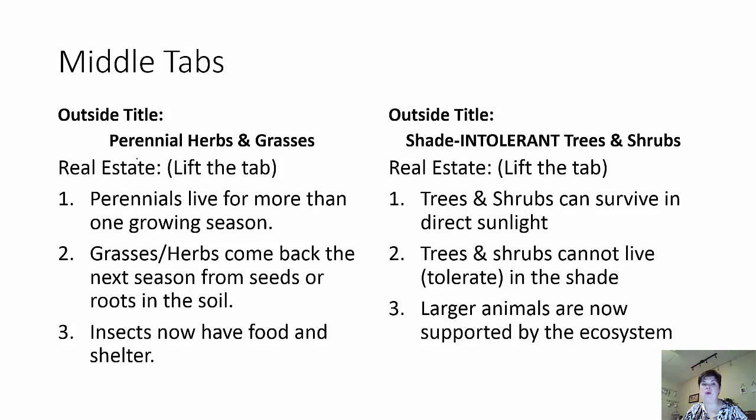Okay, on your third tab, perennial herbs and grasses. Perennials live for more than one growing season. So these are herbs and grasses that are producing seeds that get into the soil, and the next season they will begin to grow new plants, or the root system, the roots that are in the soil, allow plants to hibernate and then grow from the roots that are in the soil. So the grasses and herbs come back the next season from seeds that are in the soil or roots that are in the soil.